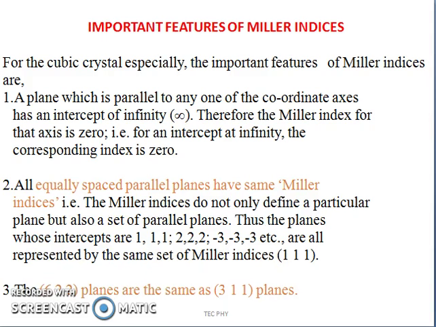That is, Miller indices do not only define a particular plane but also a set of parallel planes. Thus, the planes whose intercepts are 1, 1, 1; 2, 2, 2; and -3, -3, -3, etc. are all represented by the same set of Miller indices (1 1 1). Third, the (6 2 2) plane is the same as the (3 1 1) plane.